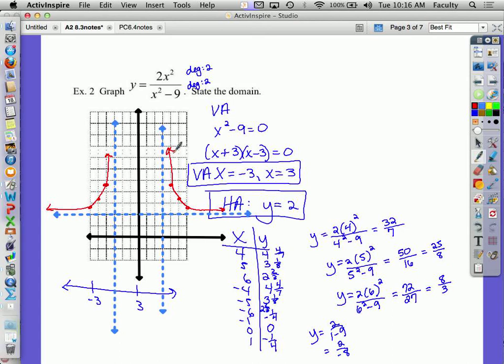And then what's interesting is I have -1, -1/4, 0, 0, 1, -1/4. This piece in here looks like a parabola, actually. Do you see that? Now here's where the domain and range are going to get very interesting. Very, very interesting. So the domain is going to be all real numbers except plus or minus 3.